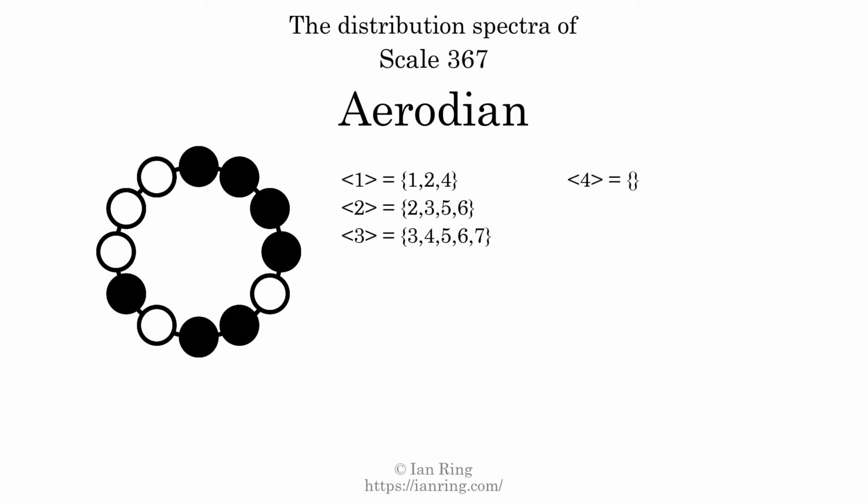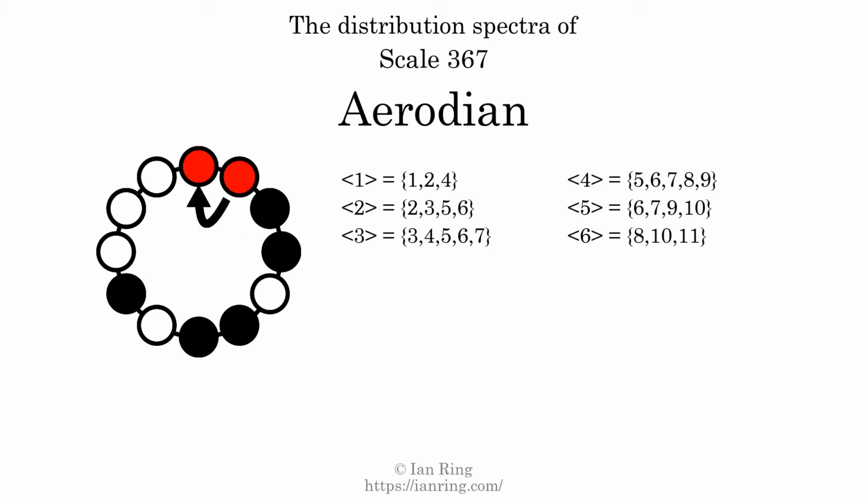The generic interval of 4 scale steps comes in 5 different specific interval sizes: 5 semitones, 6 semitones, 7 semitones, 8 semitones, and 9 semitones. The spectrum width of this generic interval is 4. The generic interval of 5 scale steps comes in 4 different specific interval sizes: 6 semitones, 7 semitones, 9 semitones, and 10 semitones. The spectrum width of this generic interval is 4. And finally, the generic interval of 6 scale steps comes in 3 different specific interval sizes: 8 semitones, 10 semitones, and 11 semitones.